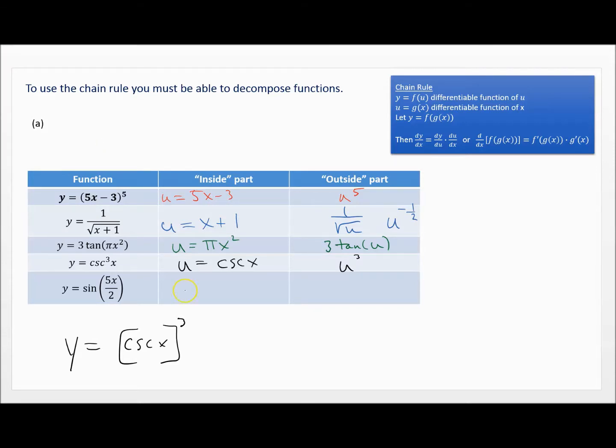And then the last one, let's look at purple. The inside part would be u is equal to 5x over 2, and the outside part would be the sine. So sine of u. That one was actually easier than the two above it. So we're going to use this. We haven't taken a derivative yet. We're going to use this to help us work lots of problems. Practice is key here, folks.